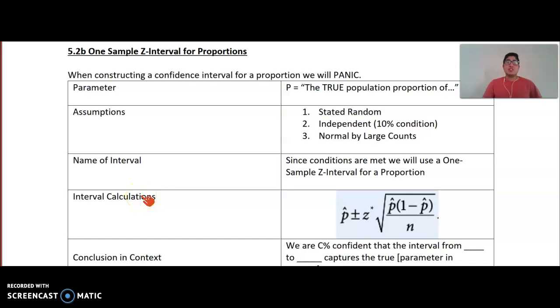Okay, so now that we know the general form of a confidence interval, let's go ahead and construct a one sample z interval for a proportion. So when constructing a confidence interval for a proportion, we will PANIC, literally and statistically. We're actually not going to panic, because we have this very nice template here to help us with the process.